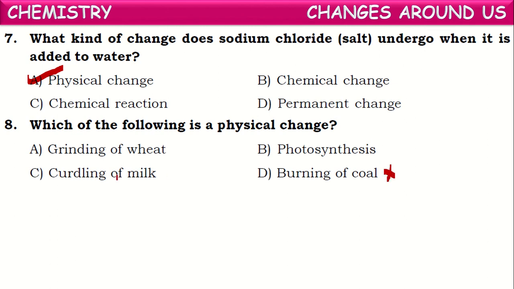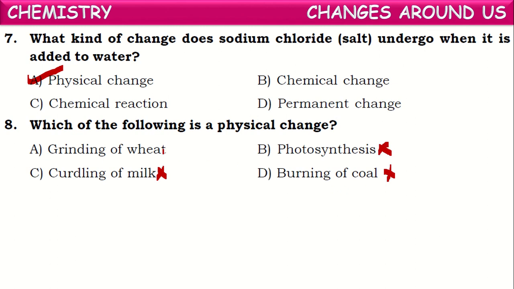What about this scalding of milk? Milk, on adding a small quantity of curd, converts into curd. But from this curd, we cannot get back the milk. So it is a chemical change. What about photosynthesis? We know in the photosynthesis process, plants prepare their food from carbon dioxide and water in their leaves in the presence of sunlight and chlorophyll. So there new substances are formed. So it is also a chemical change.